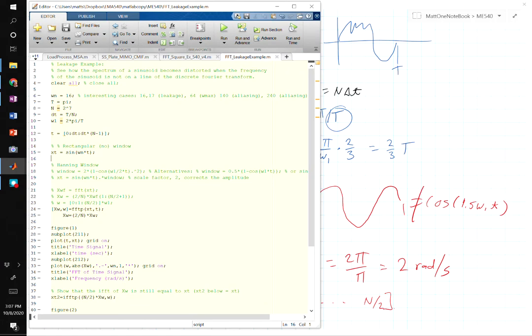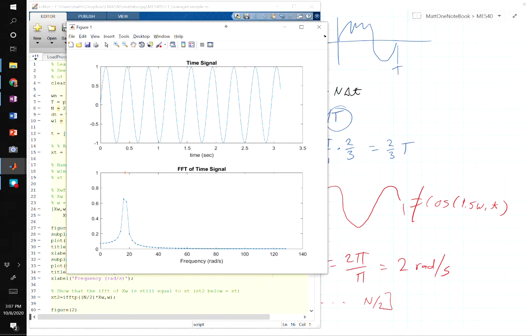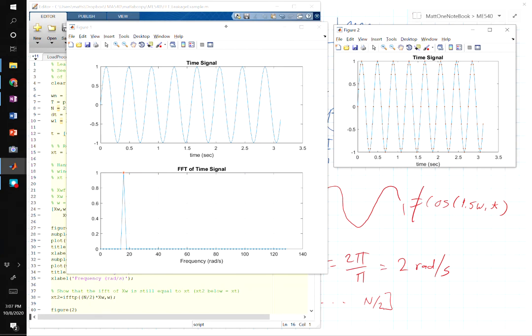If we take a frequency of 16, that lands right on one of our spectral lines, right? So this will show you what happens when everything works as it should. Here's our time signal. Here is the FFT, and it correctly tells us that we have a signal with a frequency of 16 with an amplitude of 1, and all of the other frequencies are 0. And over here you can see the sampled signal.